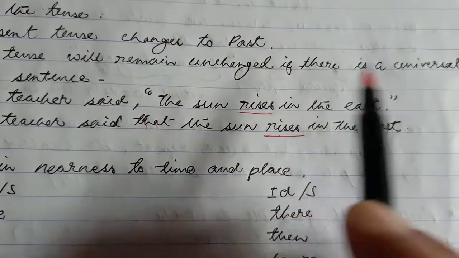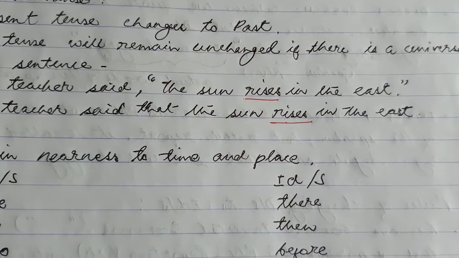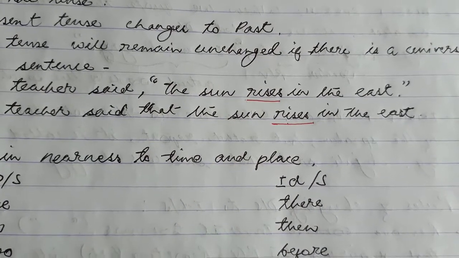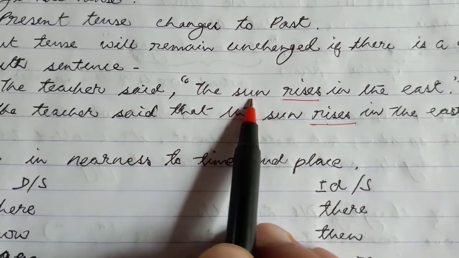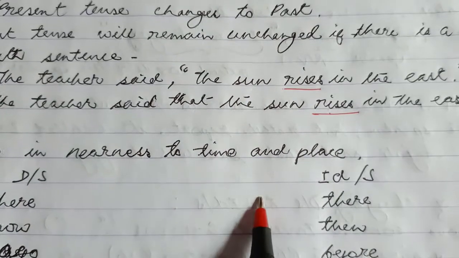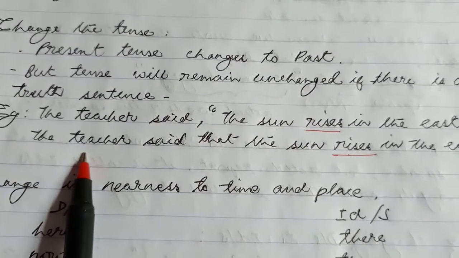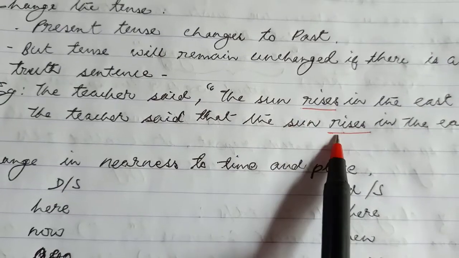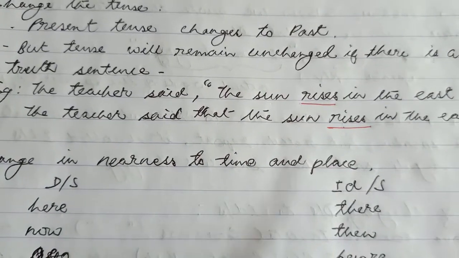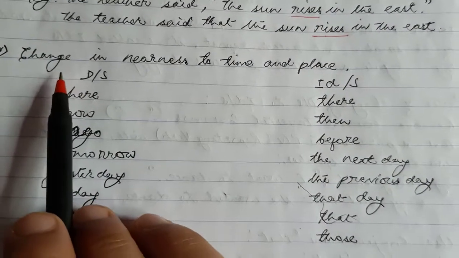So this is a universal truth sentence. A universal truth sentence means something which occurs in a regular routine, which takes place regularly. So the sunrise was yesterday, sunrise is today, sunrise will be tomorrow. So in such a universal truth sentence, the tense will remain the same. Present tense will remain present tense. It will not change into past. Hope you understood this. Now move on to the next rule of changing direct and indirect.